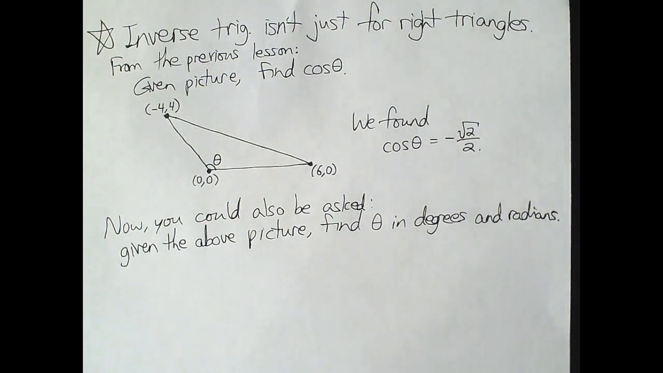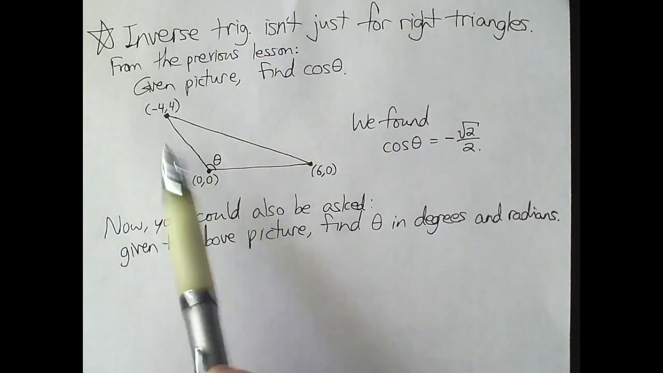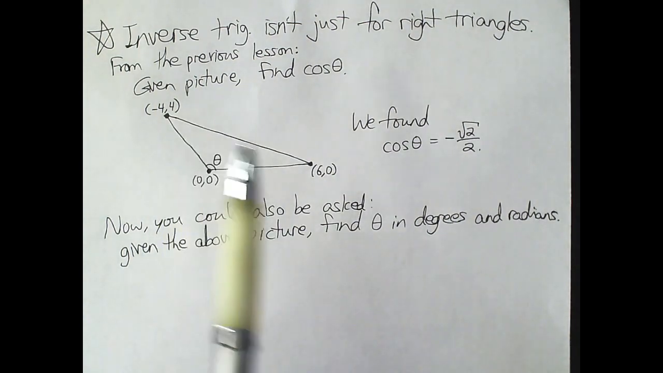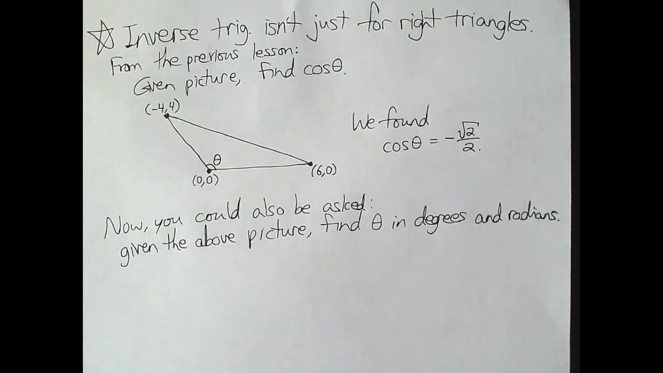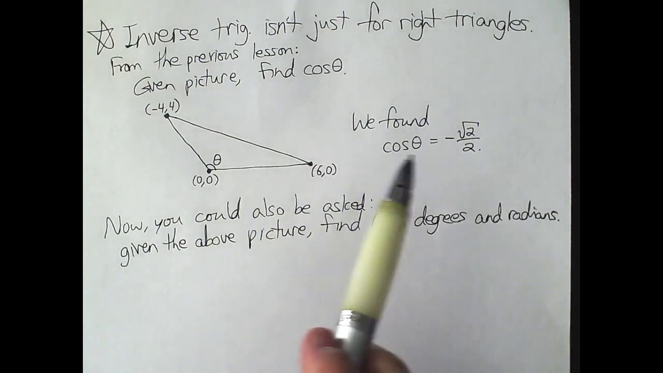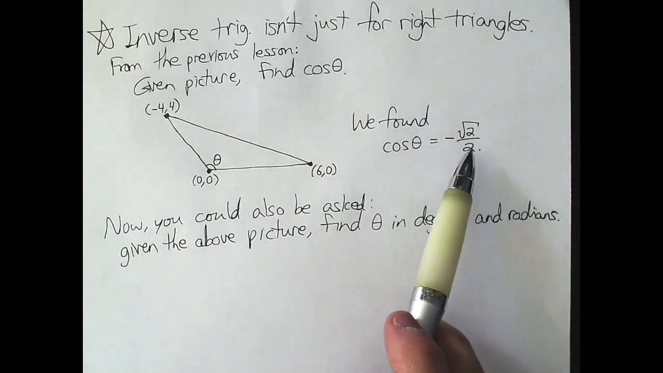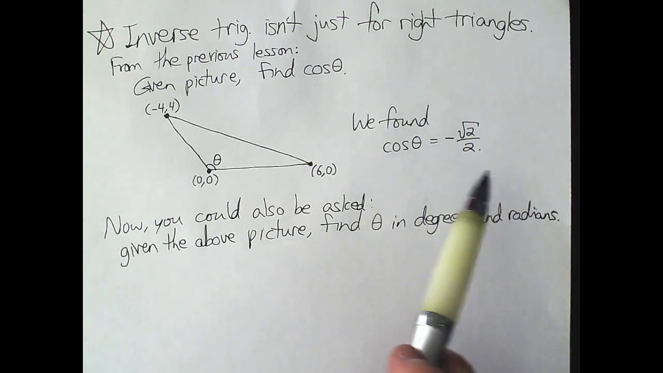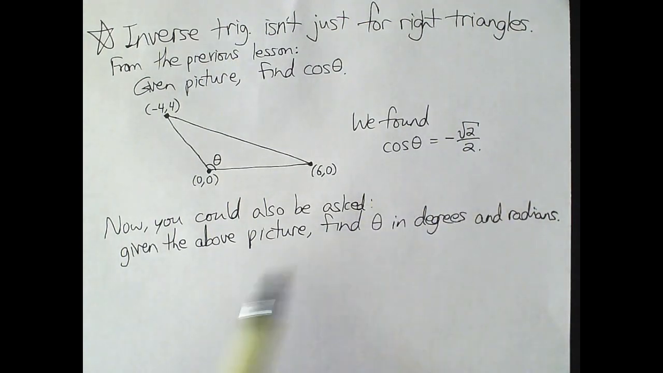There's no such thing as a hypotenuse in this picture, because the hypotenuse is supposed to be the thing that's across from the right angle. There is no right angle. So we can't use those kinds of tricks for this kind of triangle. But that's okay, because you could go back and look at how we found this in the previous video.